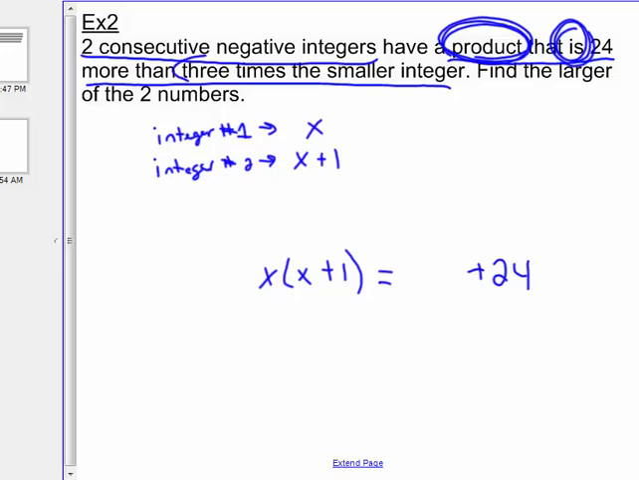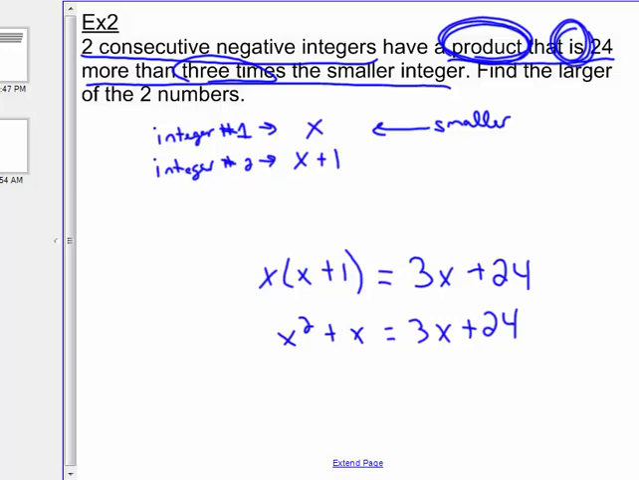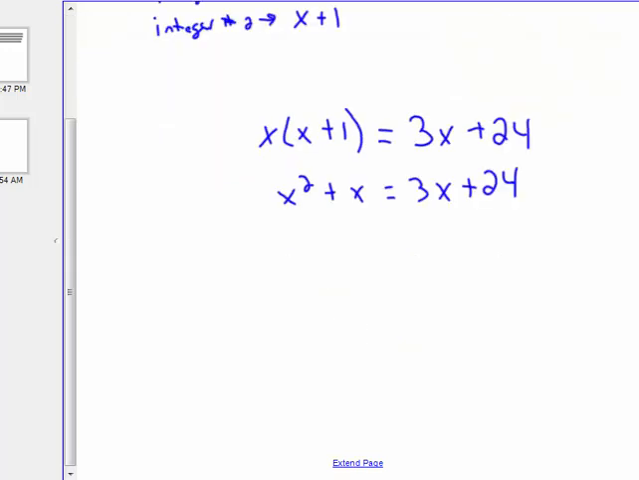And then 3 times the smaller number. Well, which is the smaller number here, x or x plus 1? I think it's going to be x here. So that's the smaller one. So I'm going to take 3 times that. It asked me to find the larger of the two numbers. So I'm going to multiply the x in. I'm going to solve this now.